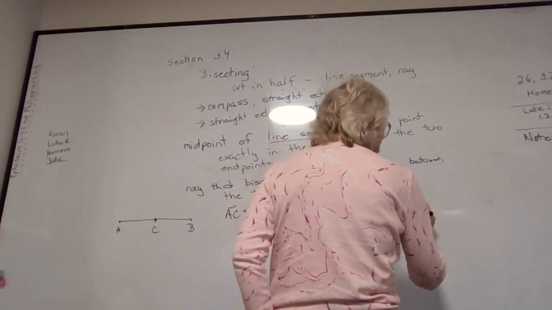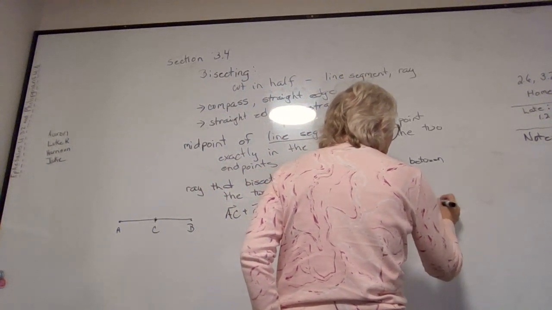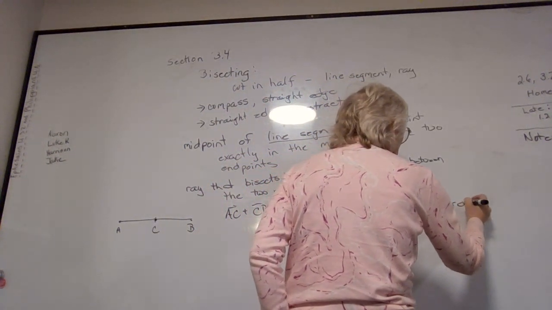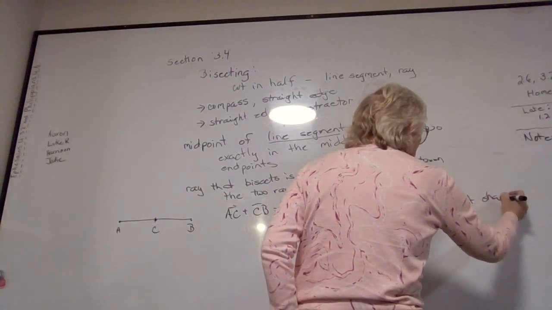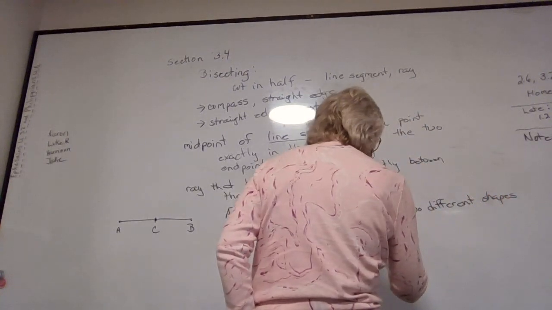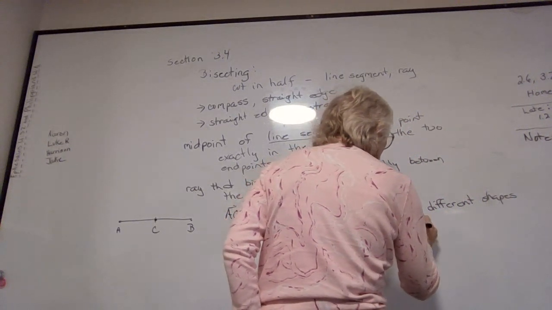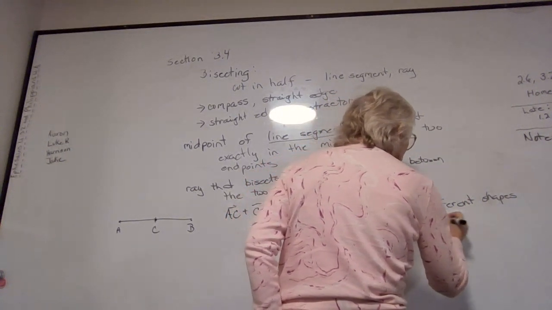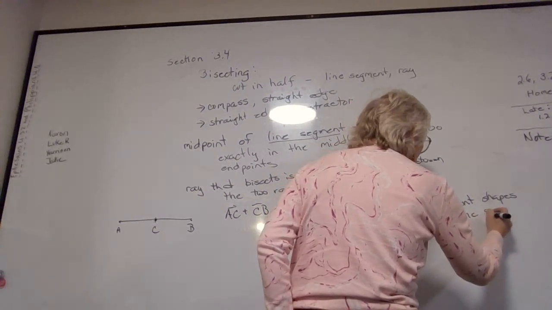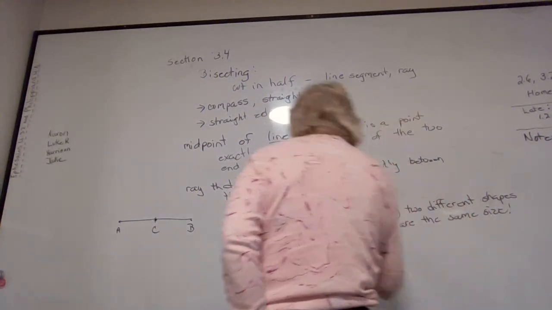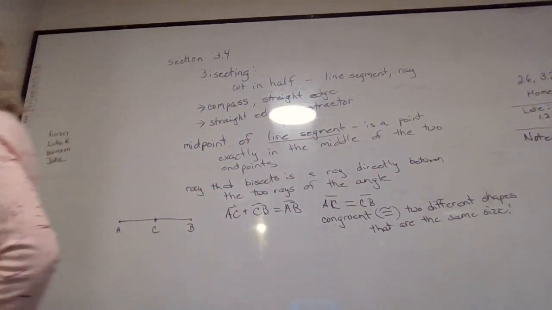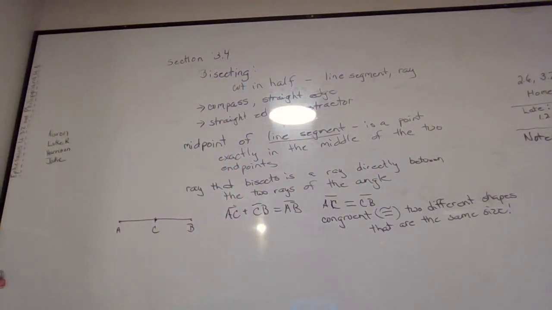That means that it's two different shapes that are the same size. So here it's a line segment that's congruent to the line segment. That's what congruent means. Congruent means they're identical except they're not the same piece. They're two different pieces, but they're identical in size and shape.